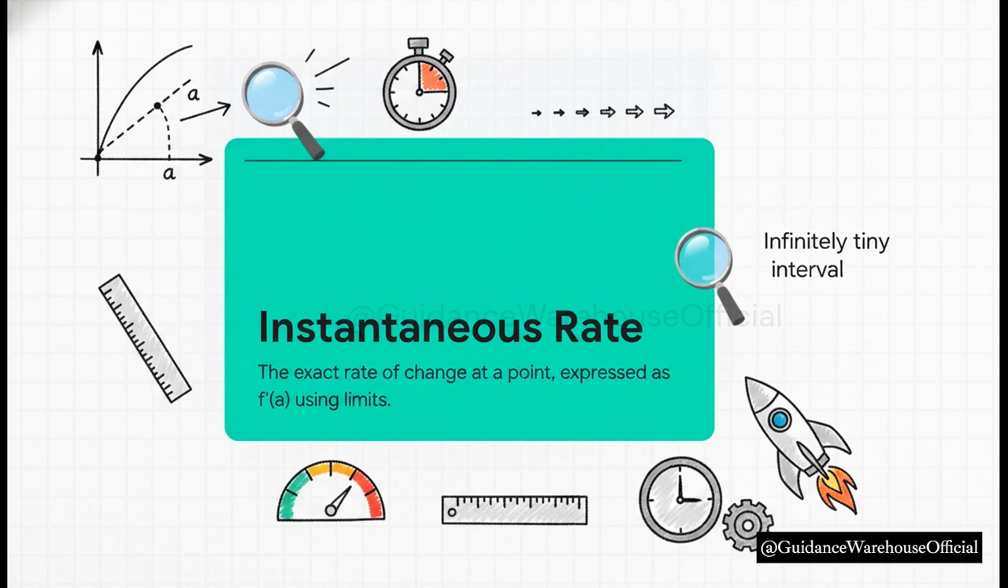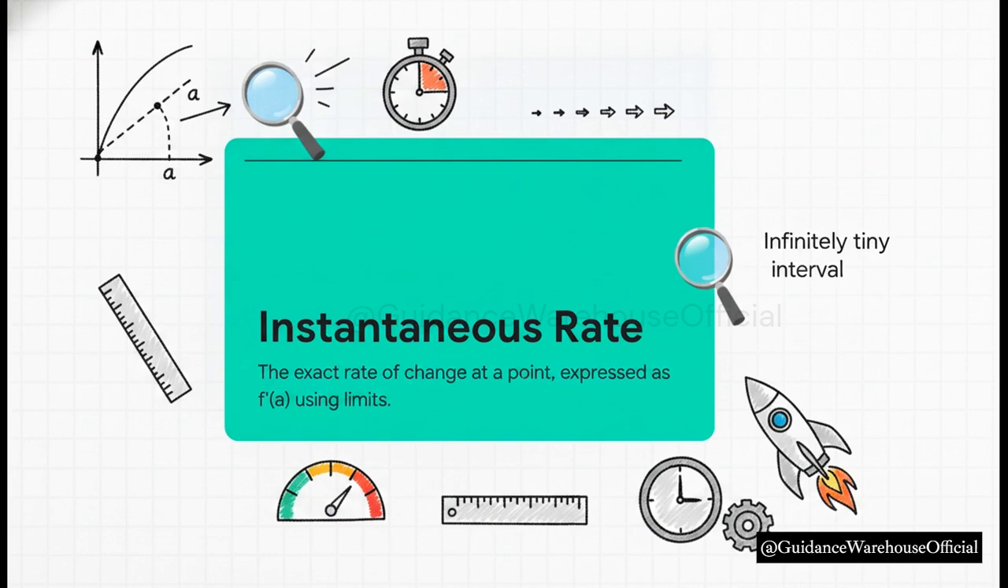The formal definition says the instantaneous rate of change of a function at a specific point, let's call it a, is its derivative, f prime of a. We write this using a limit formula. f prime of a equals the limit as h approaches 0 of f of a plus h minus f of a, all divided by h. Okay, I know, that sounds super intimidating, but really, it's just measuring the ratio of change over an incredibly, infinitely tiny slice of time.